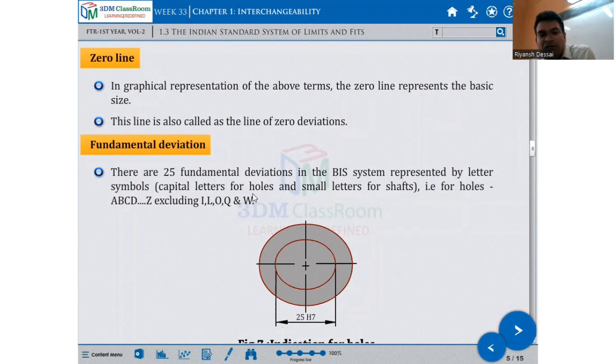And in the case of the shaft, all letters will be small letters. But in the exam, every exam they ask, as per the Bureau of Indian Standards, how many fundamental deviations are there? Answer, how many are there?